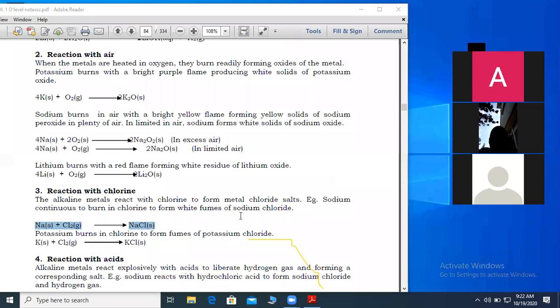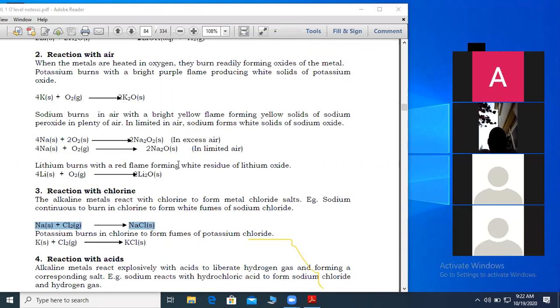Amera? Yes, teacher. What's wrong with our equation here? It's not balanced. So what should we do? We put a 2 there, or not 2, I think. We put a 2 on sodium.